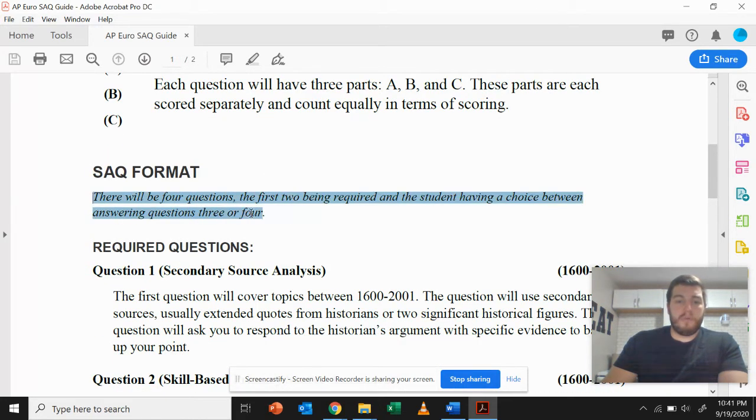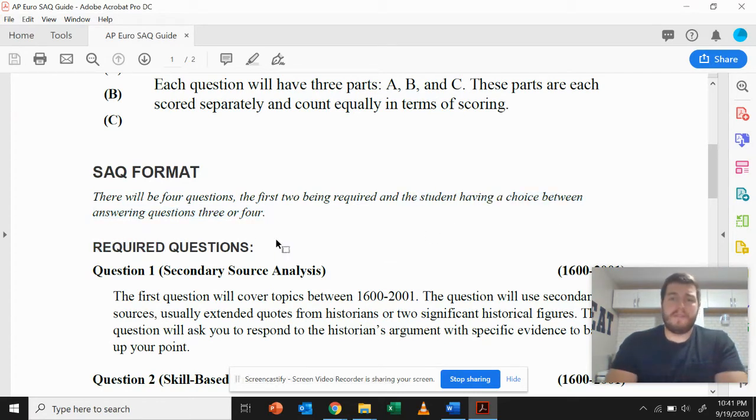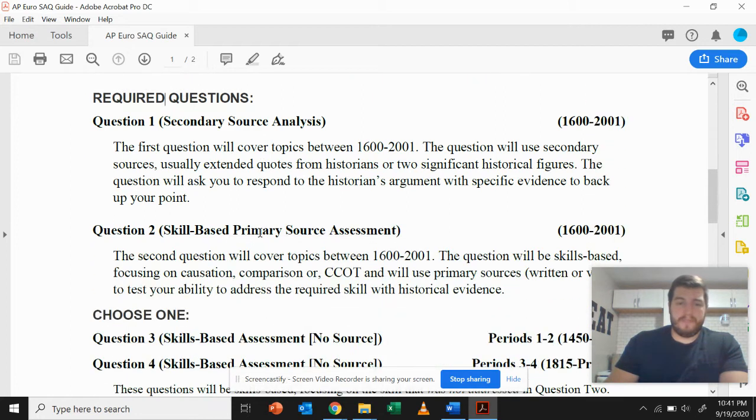So there will be 4 questions, the first 2 being required and the student having a choice between answering question 3 or 4. So there's a bit of an option. If you really don't know 3, write about 4. If you don't know about 4, write about 3, but you have to answer the first 2.